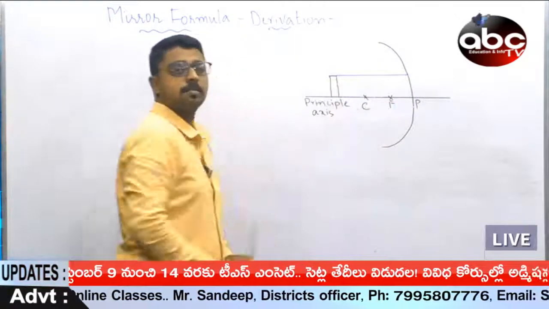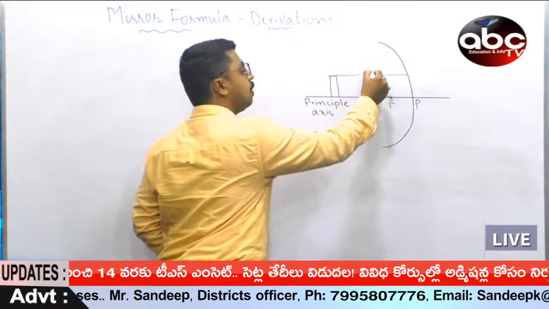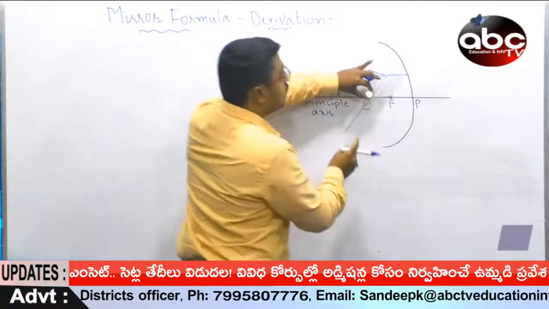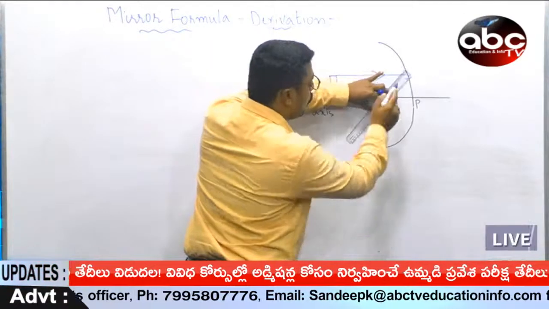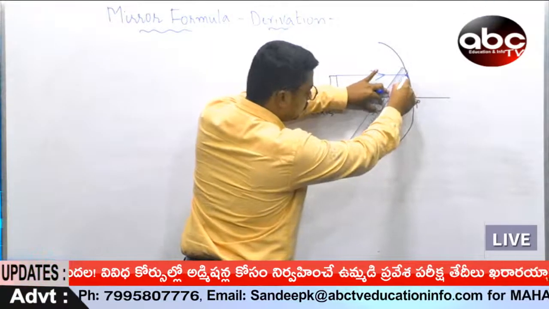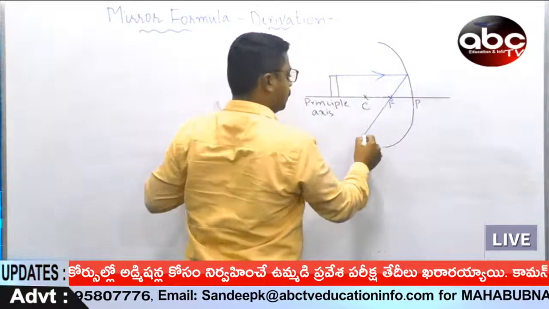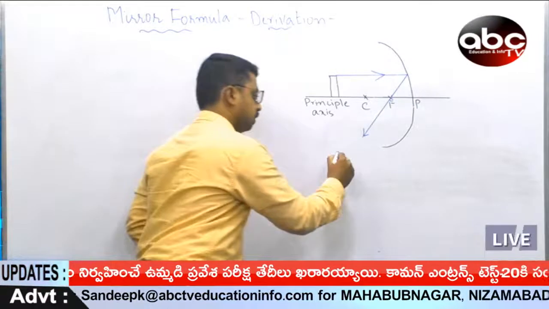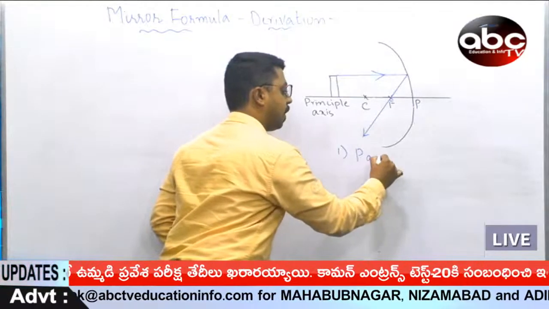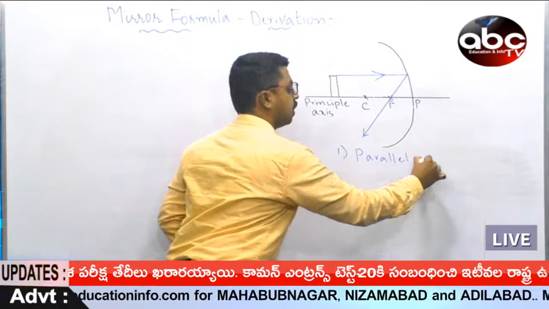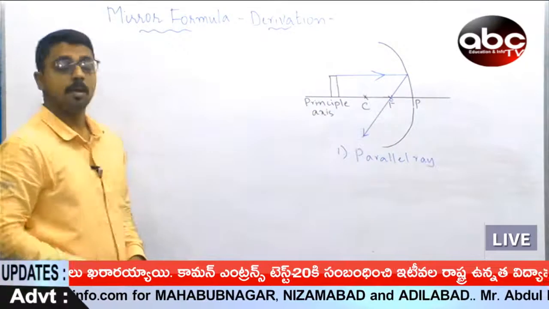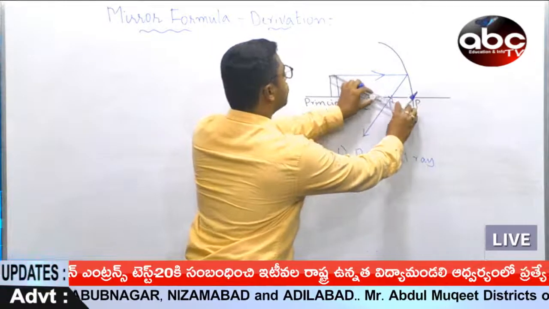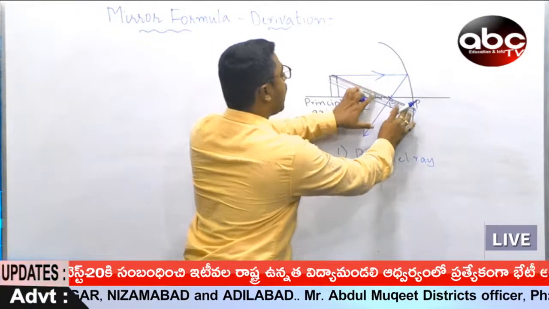The first, I have taken a concave mirror. I am able to take a parallel ray which is passing through the focus. Ray 1 is nothing but the parallel ray. Now, let us take another type of ray which is nothing but anti-parallel.